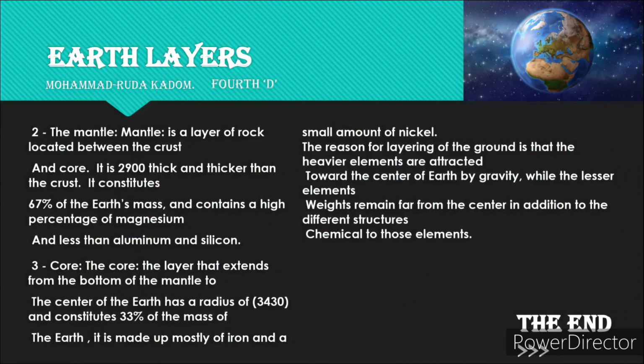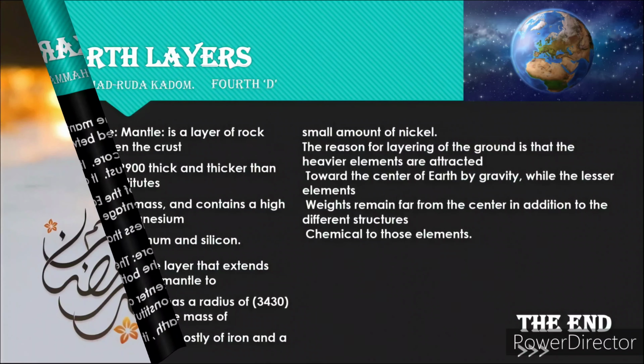So the reason for the layering of the ground is that the heavier elements are attracted toward the center of Earth by gravity, while the lighter elements remain far from the center, in addition to the different chemical structure of those elements.